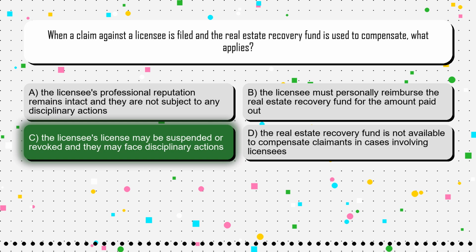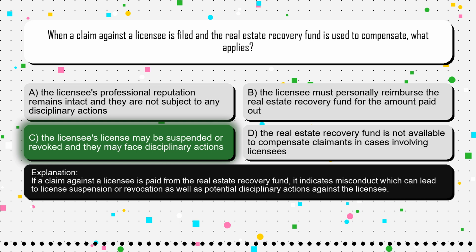The correct answer is option C. The licensee's license may be suspended or revoked and they may face disciplinary actions. If a claim against a licensee is paid from the real estate recovery fund, it indicates misconduct which can lead to license suspension or revocation as well as potential disciplinary actions against the licensee.